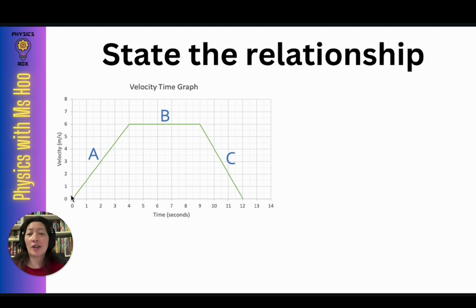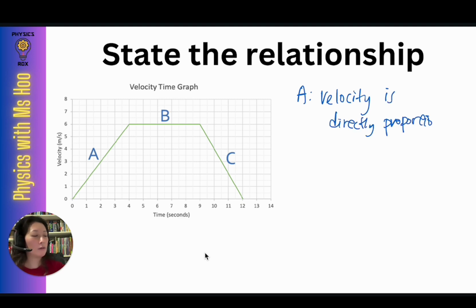Now, when you write the relationship, you cannot just write directly proportional. You have to state the variable of what's on the y-axis and on the x-axis. So how we write the answer for A is: velocity is directly proportional to time. So that's the relationship in section A.